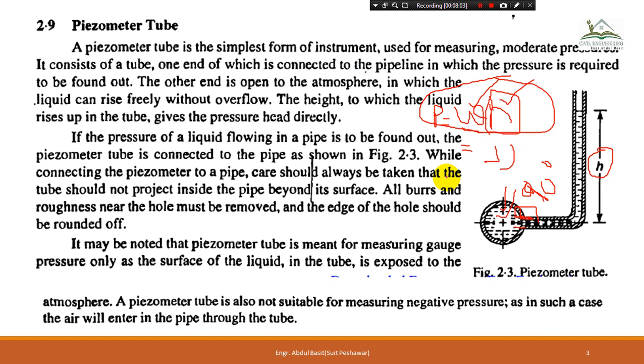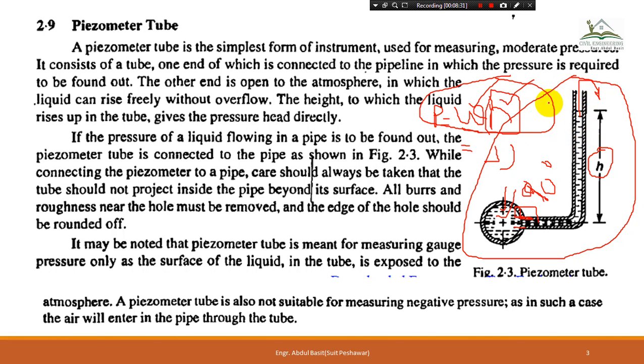But the drawback of using this device is that it is unable to determine high pressures. When the pressure in this tube is so high, the water will rise over here in this tube and will overflow from here, as this is open. So high pressures cannot be accurately determined with the help of this piezometer.